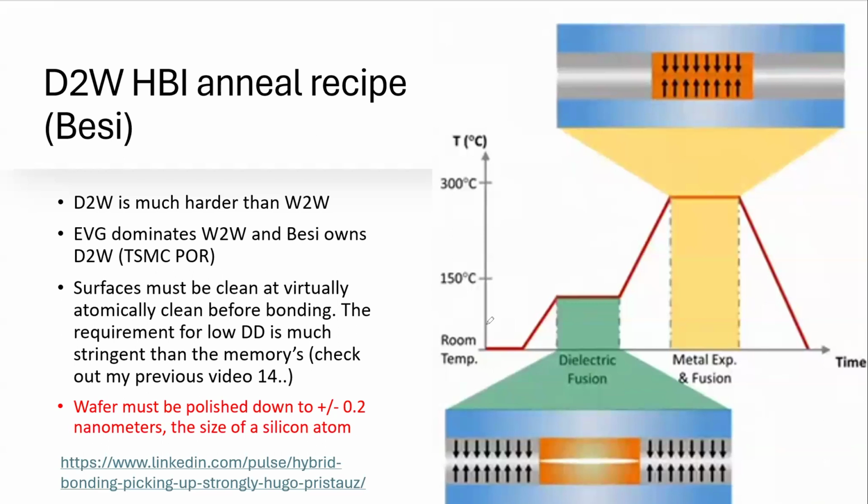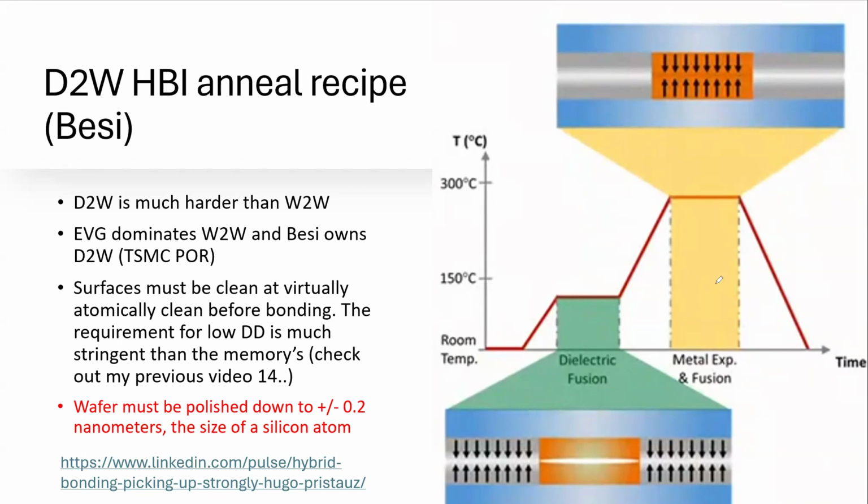And if you look at the recipe, right? EVG, I forgot to mention EVG. That's also an Australian company. It's dominated wafer to wafer. Besi owns the die to wafer, as we mentioned before, right? It's a TSMC POR. He owns the world three-quarter market already. And so this is a typical recipe.